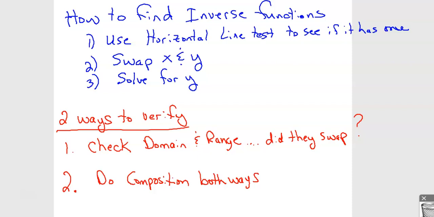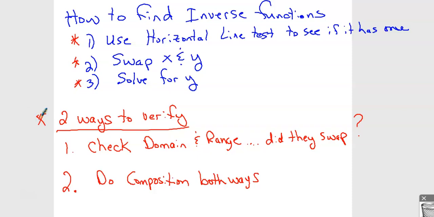Well, first of all, step number 1, use the horizontal line test to see if it actually has one. That's a very crucial step. Always do that first to see if it actually has an inverse. So if it has an inverse, then you can go ahead and find the inverse. And basically what we're going to do is swap the x and y's and then solve for y. Those are the 3 steps of how to find an inverse function. And then we're going to talk about ways to verify to see if it actually is an inverse.